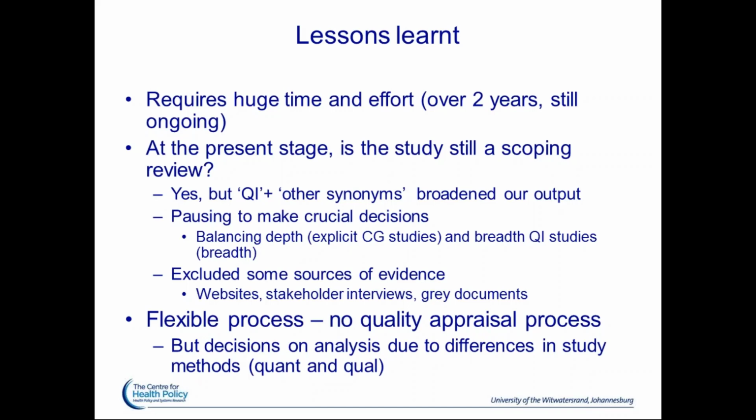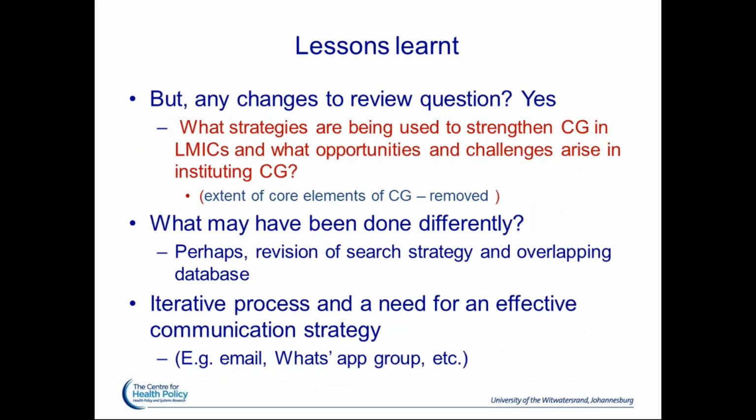Although we foresee the fact that because we have different types of methods in the papers that have been selected, we need to make decisions about how to analyze those different types of methods. If our question has changed, through the process we have to revise our question, given the fact that we've excluded some categories of articles, because now we are not focusing on one element of the quality improvement process.